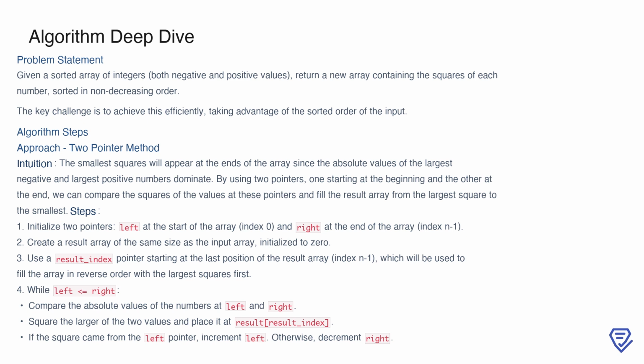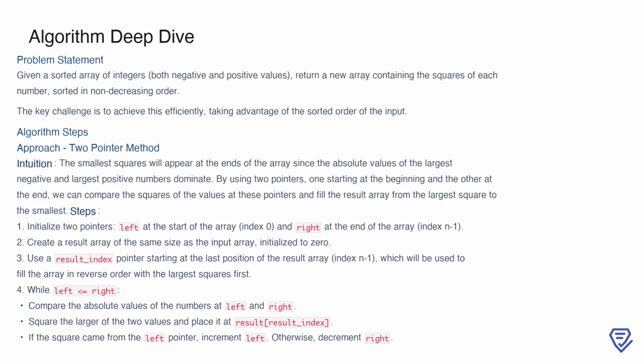The intuition behind this approach is that the largest squares will come from the values with the largest absolute magnitude, which are located at the two ends of the array. By using two pointers, one starting at the beginning of the array and the other at the end, we can compare the squares of these values and fill the result array from the largest square to the smallest.